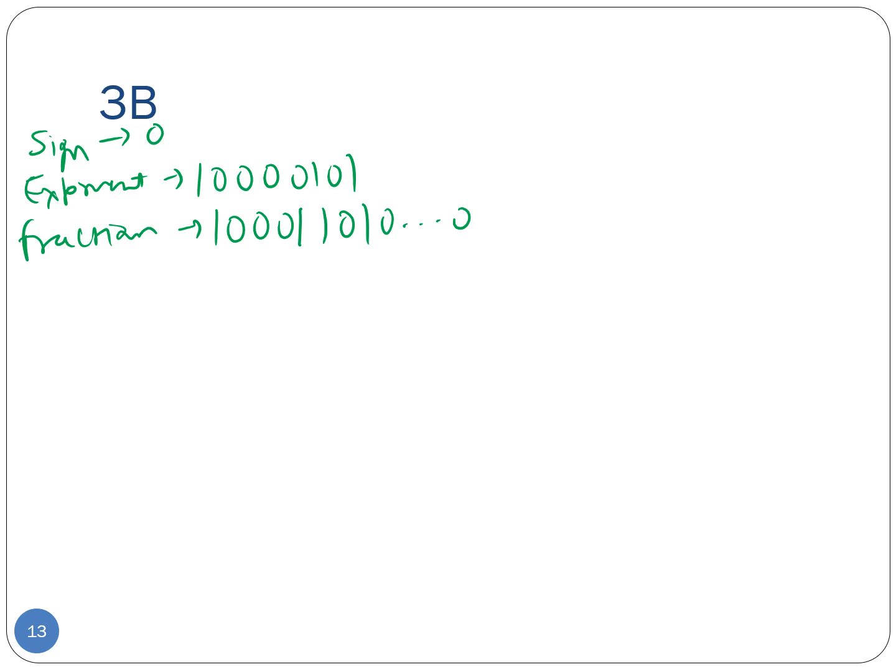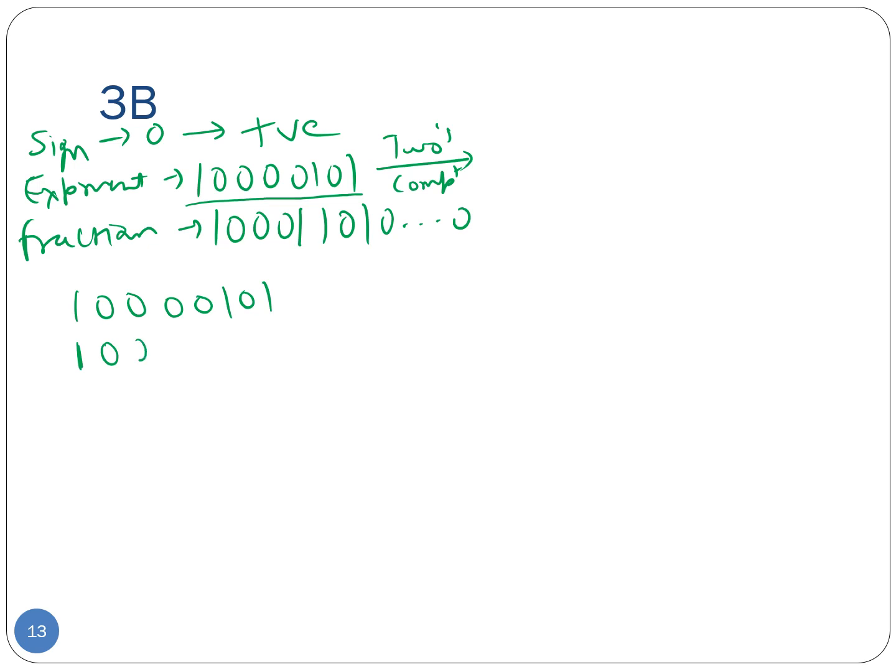Okay, so sign is 0. What that means is this is a positive number. This exponent right now is in excess 127 notation, so let's first translate this into a 2's complement number by adding minus 127 to it. So we have 1 0 0 0 0 0 1 0 1. Let's add minus 127, which is basically 1 followed by 6 zeros, to get the 2's complement representation.